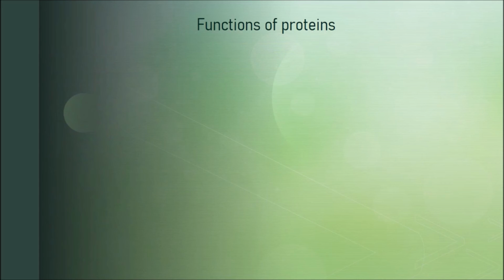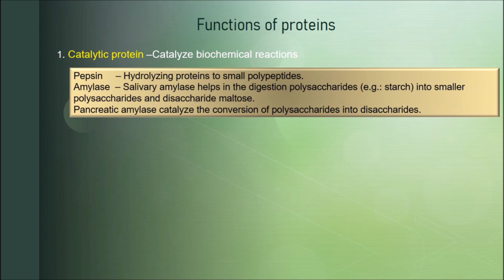Functions of proteins. We can identify various types of proteins and let us look at some examples. Catalytic proteins. They perform biochemical reactions. Examples are pepsin. It helps to hydrolyze proteins to small polypeptides. Amylase. Salivary amylase helps in the digestion of polysaccharides into smaller polysaccharides and disaccharide maltose. Pancreatic amylase catalyzes the conversion of polysaccharides into disaccharides.